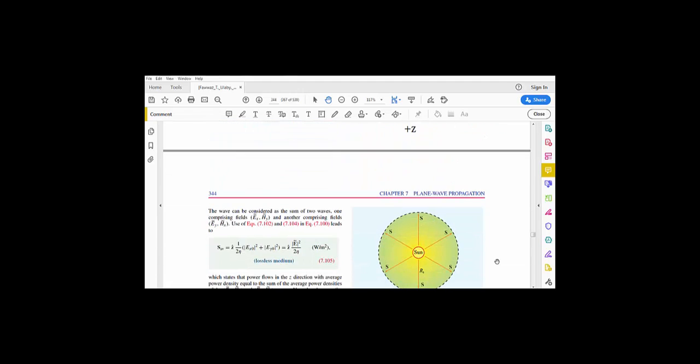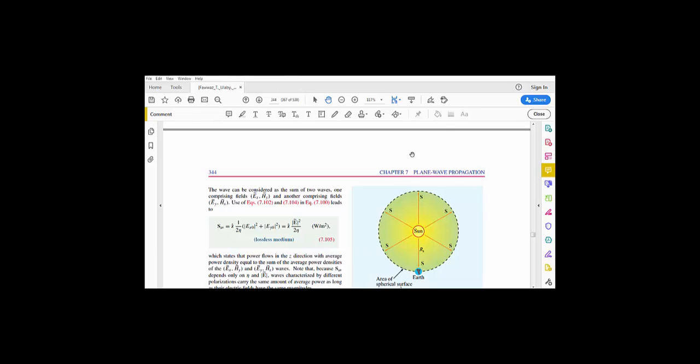So the cross product between these two vectors will give us a new vector in the Z direction, 1 over 2, because we are talking about the average, so there is a half. So 1 over 2 intrinsic impedance, this is from converting the magnetic field to the electric field, okay, Ex naught square plus Ey naught square.